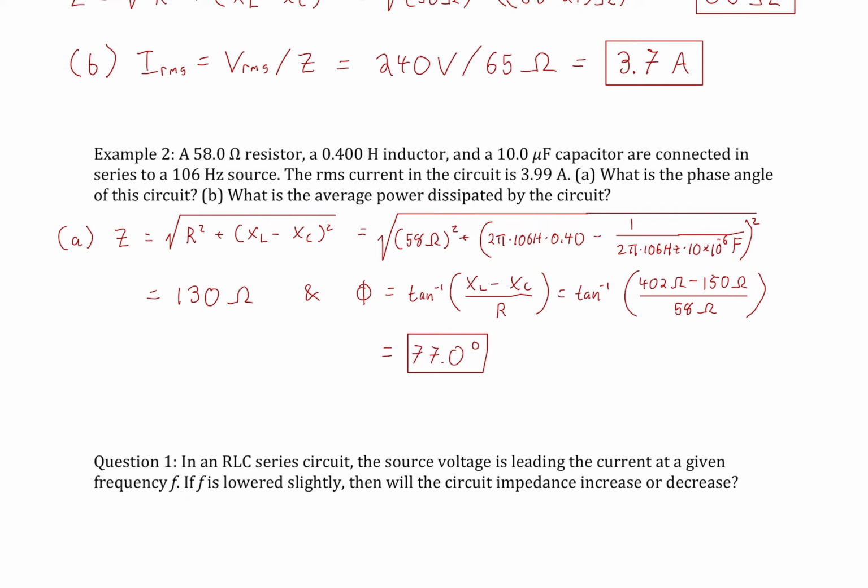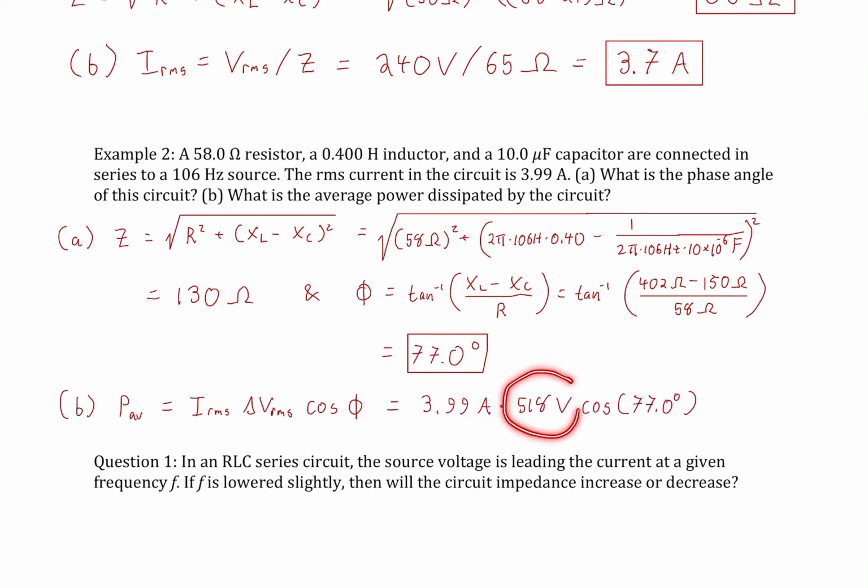Excellent. Okay, and then what is the average power dissipated by the circuit? Let's put some of these values to use. The average power is going to be the IRMS and then the VRMS times cosine of the phase angle. I found this 518 volts by taking the known 3.99 amps and multiplying by the 130 ohm impedance. That's where this value comes from, and that's really why I solved for the impedance, so that I could calculate the VRMS. And so finally our average power is 464 watts.